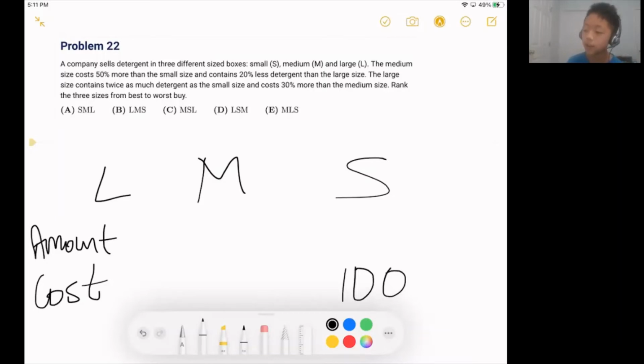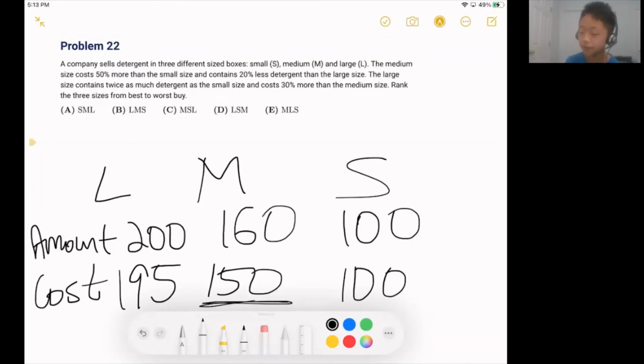So without loss of generality, assume that the small detergent costs $100. I think that's a little expensive, but this is just a math problem and we can just make up stuff, right? In general, if you want to solve this rigorously, you could replace it with a variable, but assuming a concrete number makes it easier. The medium size costs 50% more than the small size, so the medium size would be $150, right? 50% more than 100 is 150. And it says it contains 20% less detergent than the large size.